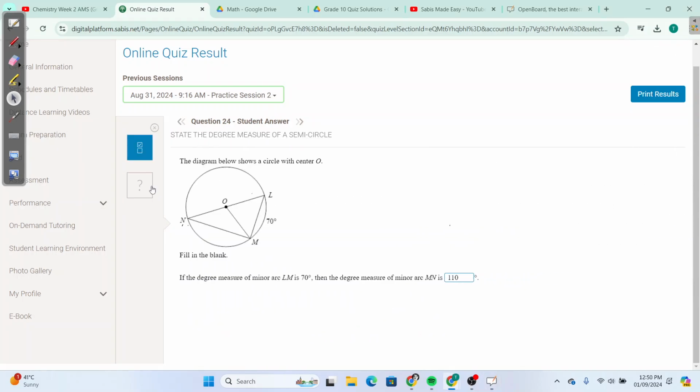Now, question 24. If the degree measure of minor arc LM is 70, the degree of minor arc MN is 110. So this is 180, right? 70 is here. And so this would be 180 minus 70 to find the measure of this. So it's 110, because 180 minus 70 is 110.